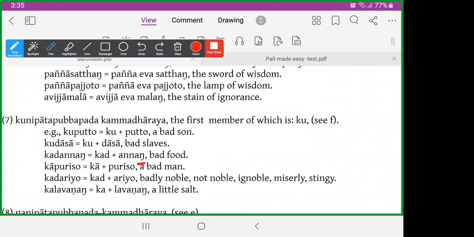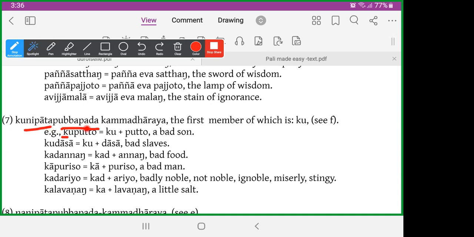So you have the ku nipata. What's the meaning of nipata? Do you know the meaning of nipata? Indeclinable, yes. So it's something that you cannot decline. So you just put the word ku here, which is indeclinable, and it is the pubbapada, the earlier word. So easy.